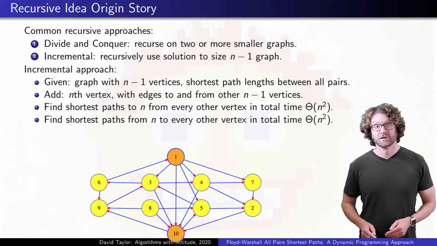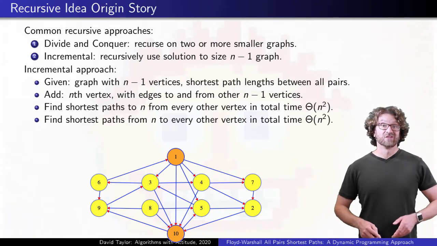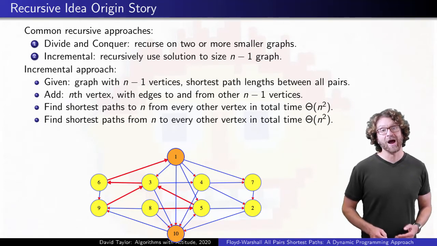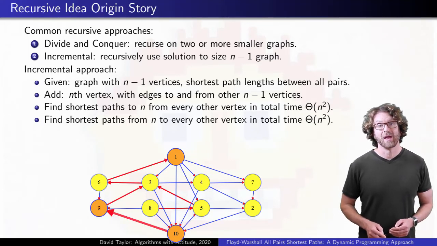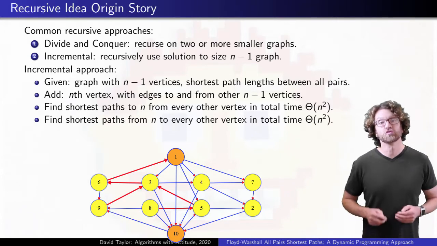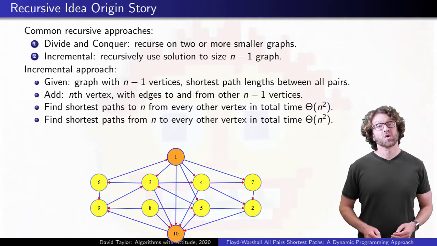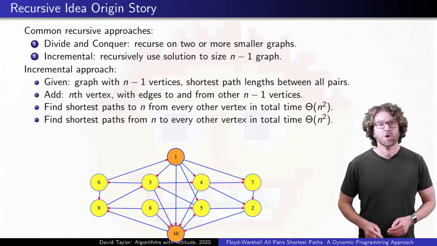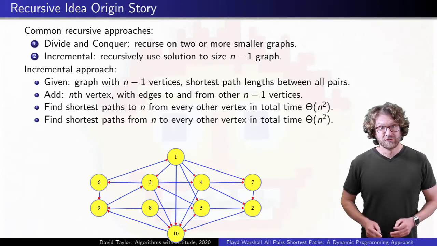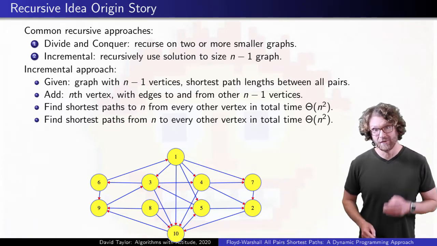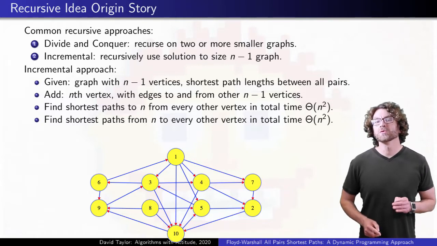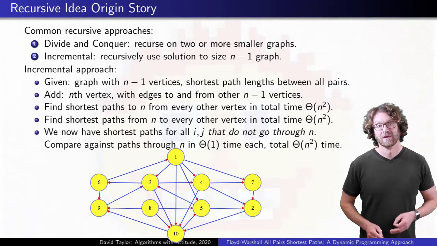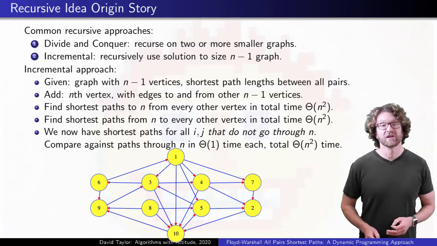Similarly, you recursively know the shortest paths from the first 9 vertices to vertex 1. And you can consider the first edge out of that last vertex to get the shortest paths from that vertex to vertex 1 in linear time, and to all of the other vertices in n squared time. After that, what do you have? The shortest paths from every vertex to every other vertex, except you don't use that last vertex as an internal vertex on any path. Paths can't go through vertex 10.